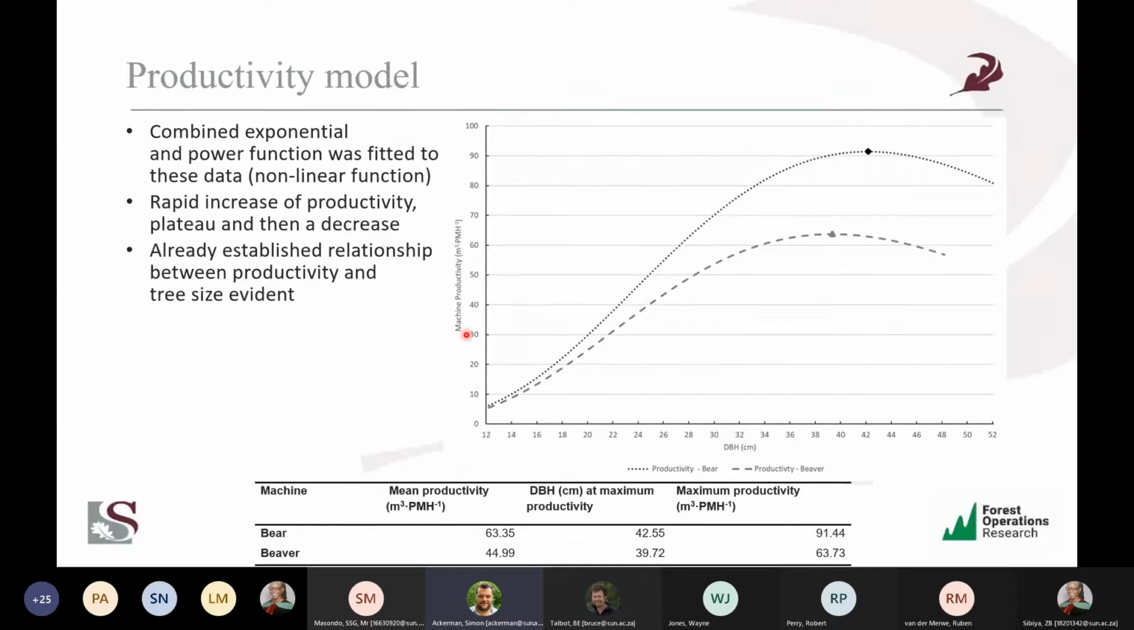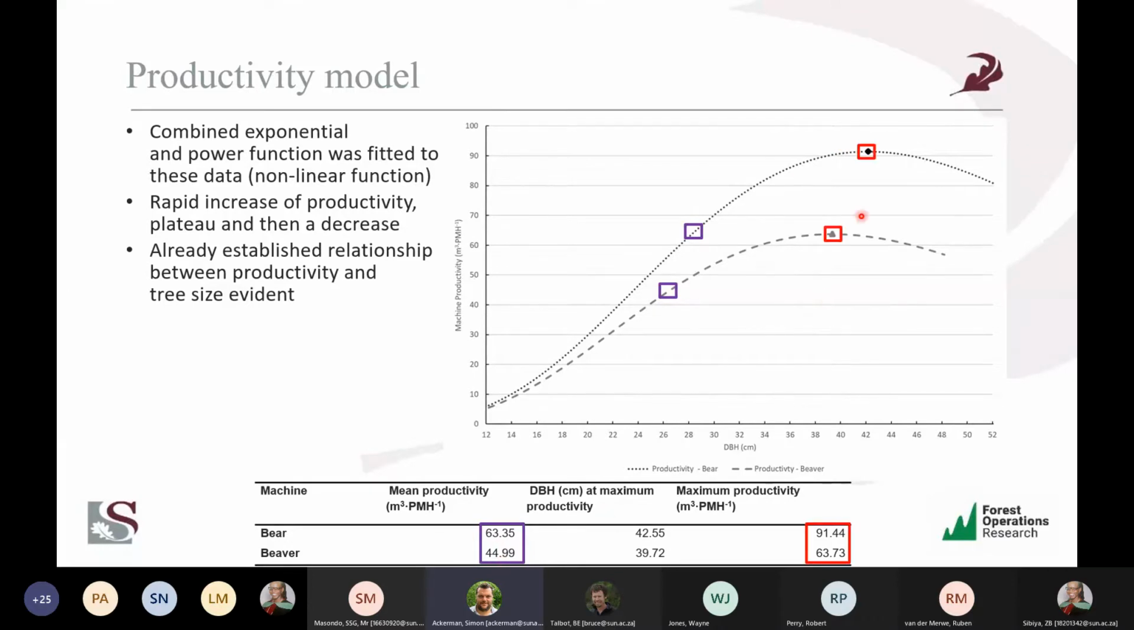Looking at the graph, machine productivity over dBH, the two curves here: the dotted line is the bear, much more productive and effective, especially looking at the bigger tree sizes, and then the dashed line, the beaver. Some stats that we got from this model, using integration to understand the mean productivity, sitting at about 63 for the bear and about 44 for the beaver. Not nearly near the peak.